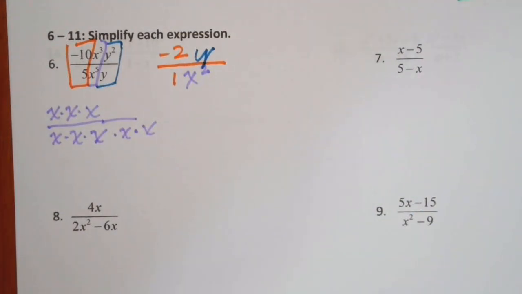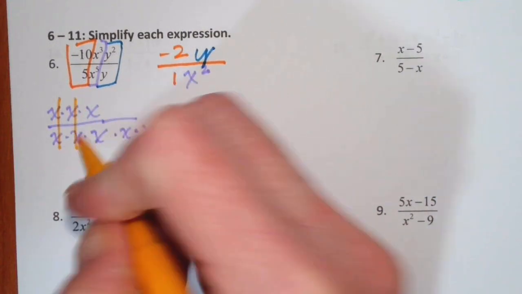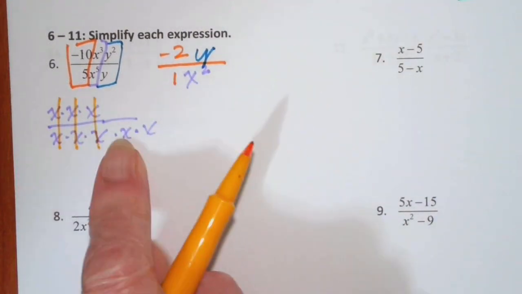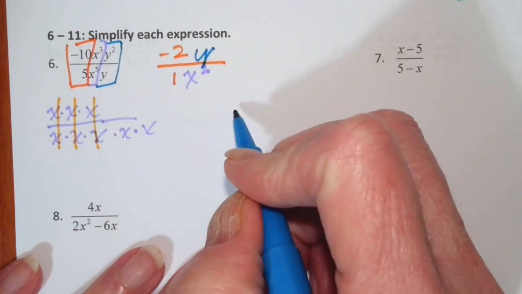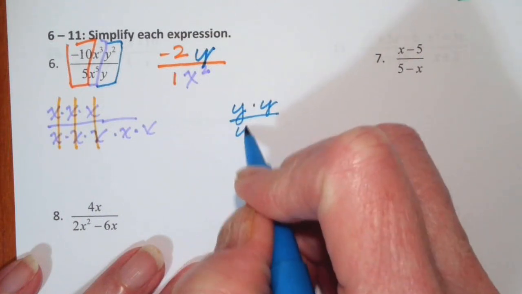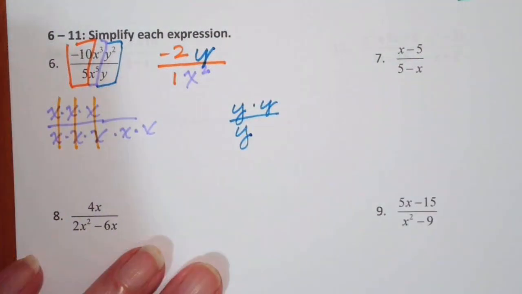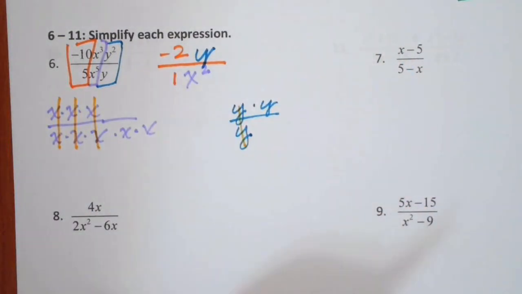So that cancels, that cancels, that cancels, and I'm left with the two x's in the denominator. Same principle for the y's. If I have y to the second, that's y times y divided by y, which means this cancels, and I'm left with 1y in the numerator.